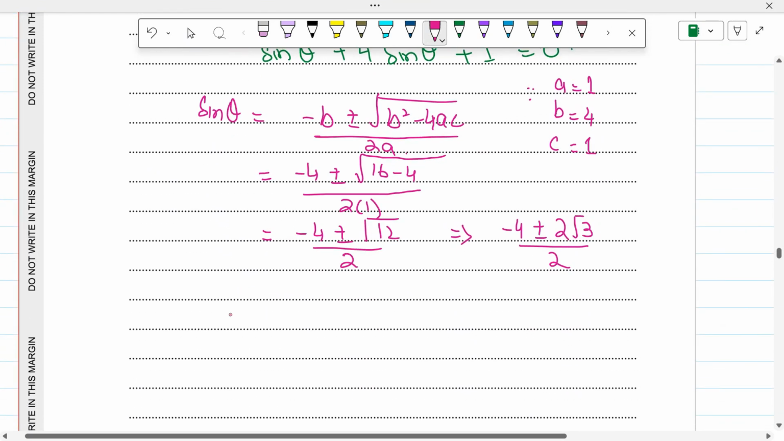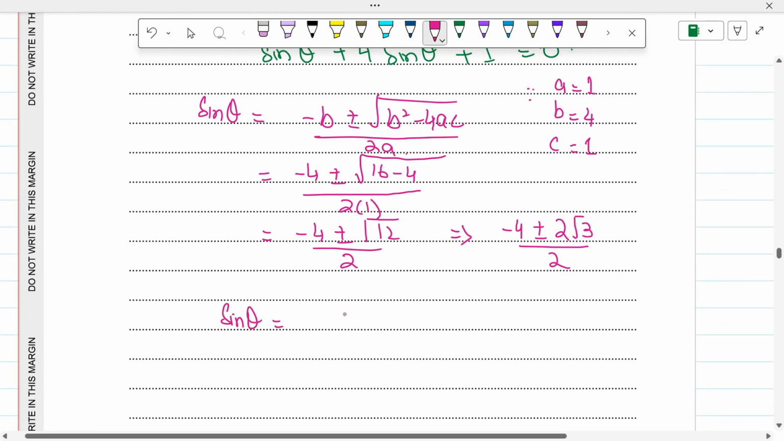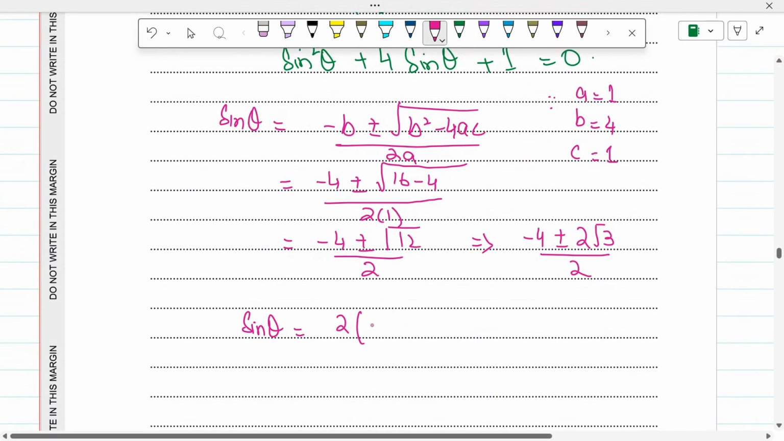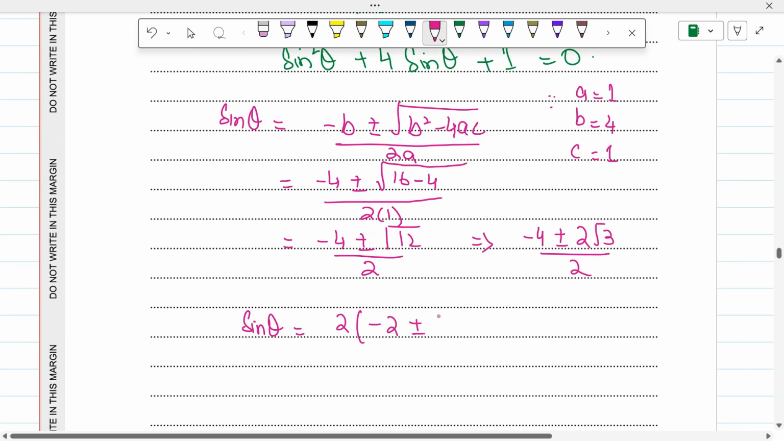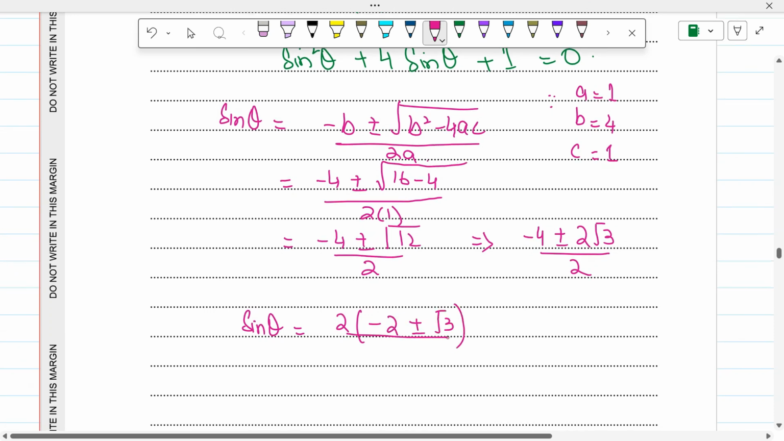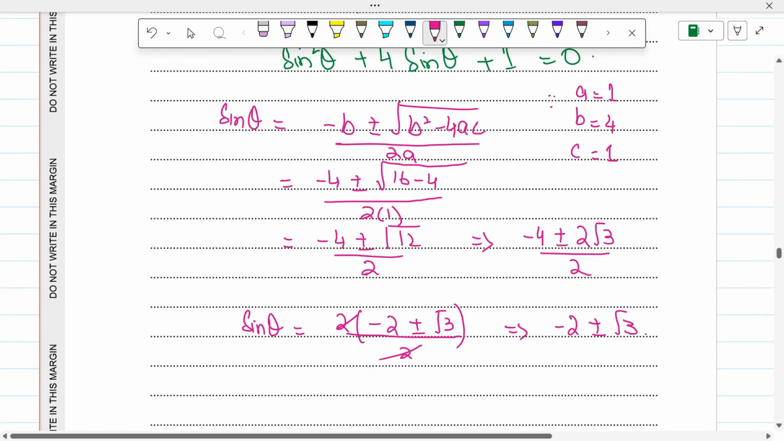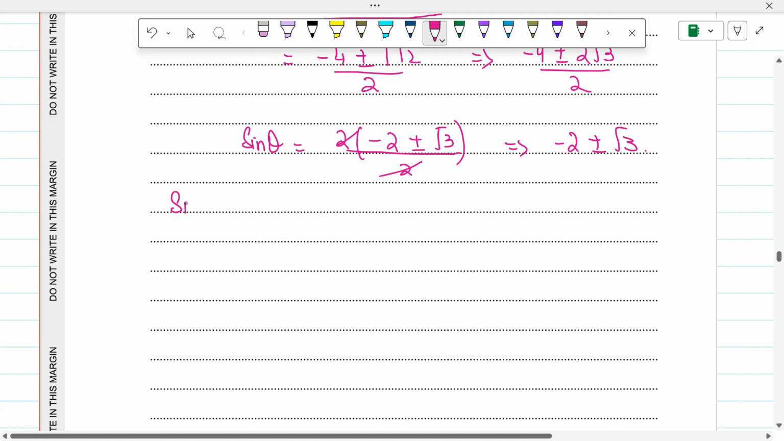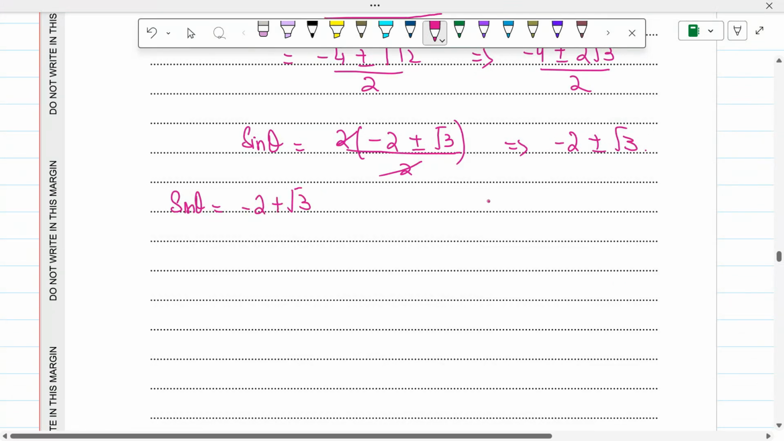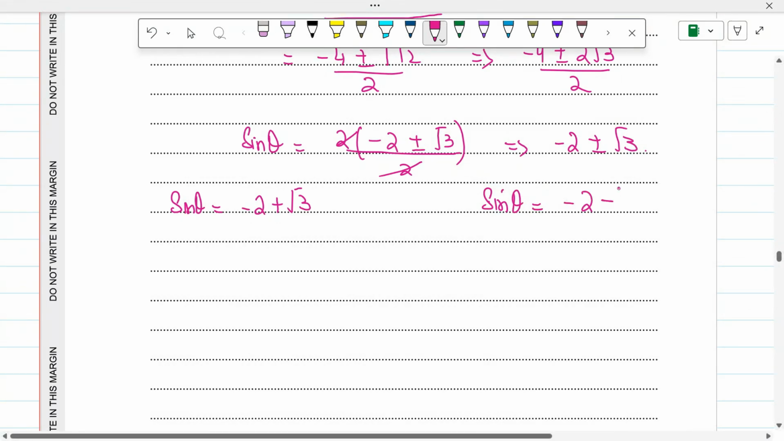Taking 2 common, sine of theta is equal to negative 2 plus or minus under root 3 over 2, so this will be cancelled out and we will have negative 2 plus or minus under root 3. So sine of theta is equal to -2 plus under root 3, or sine of theta is equal to -2 minus under root 3.